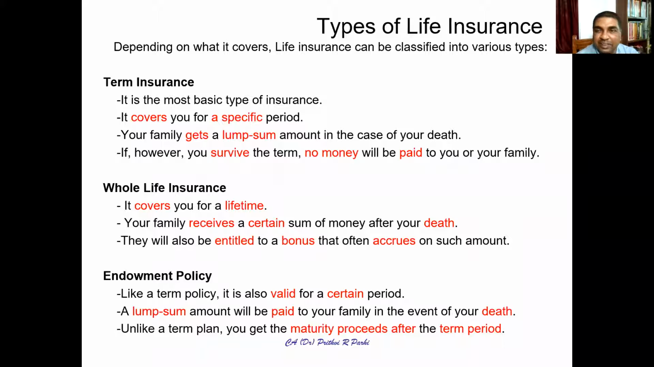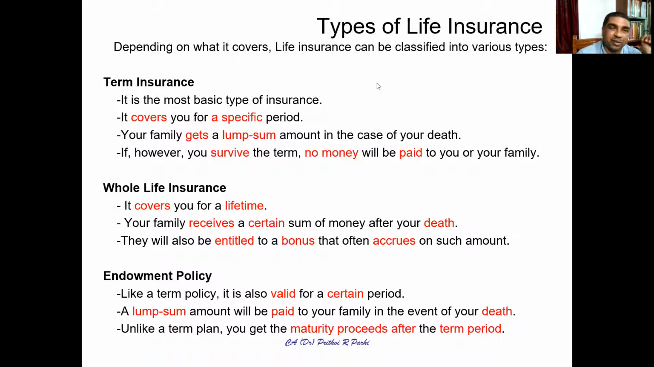Like a term policy, it is also valid for a certain term. It is for a specific period, maybe 10 years, 20 years, or till the person attains a certain age. A lump sum amount will be paid to the family in the event of death. If the person dies within that period, that amount will be paid. But unlike term plan, maturity proceeds will also be paid at the end of term.